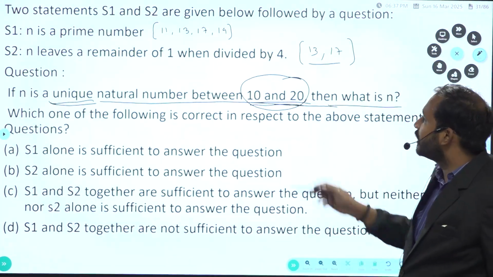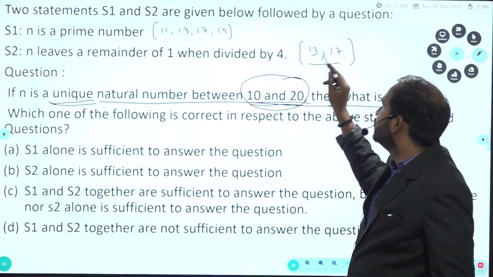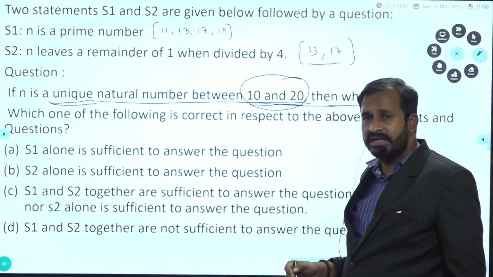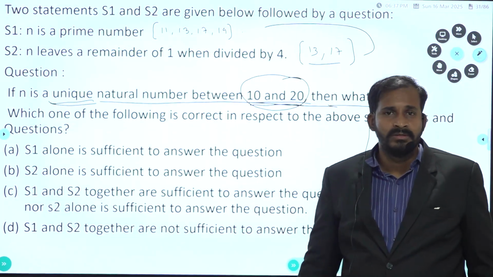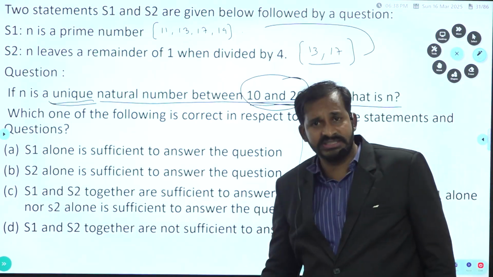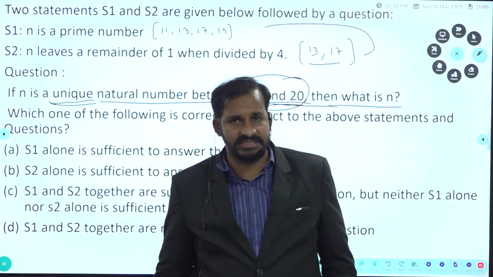But now I will try to combine these 2 statements. By combining these 2 statements, can I tell my answer? That is, can I tell what is the value of n here? Now please observe here. 13 and 17 there, 13 and 17 here. By using both the statements also, I cannot tell a single answer.